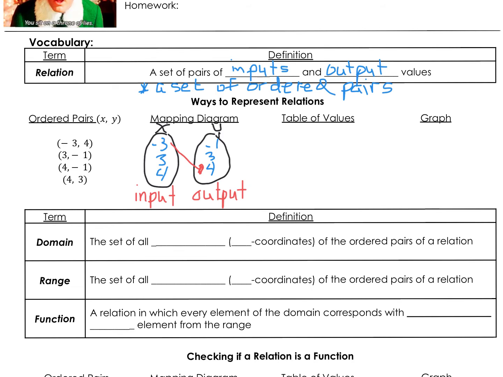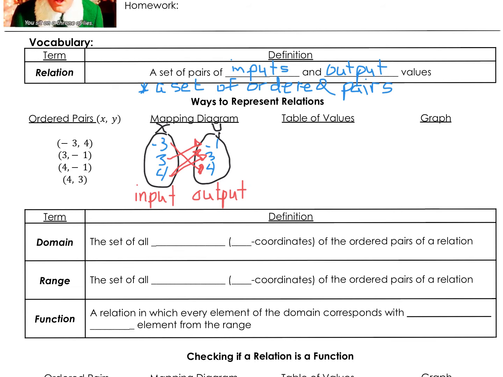And then our next ordered pair is 3 maps onto -1. So I'm going to go from 3 to -1. Then our third ordered pair is 4 to -1. So we have 2 arrows going to -1. That's okay. We're going to talk about what makes a relation a function in a minute. And then finally, our last ordered pair, 4, 3, we are going to go from 4 to 3. So we actually have 2 arrows leaving 4.